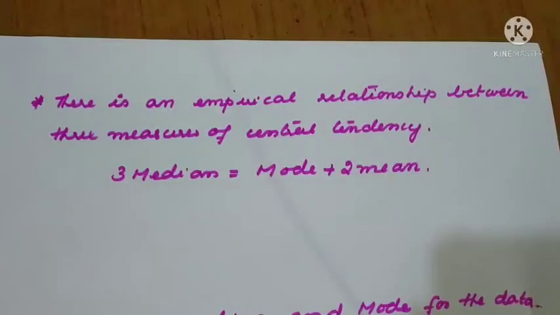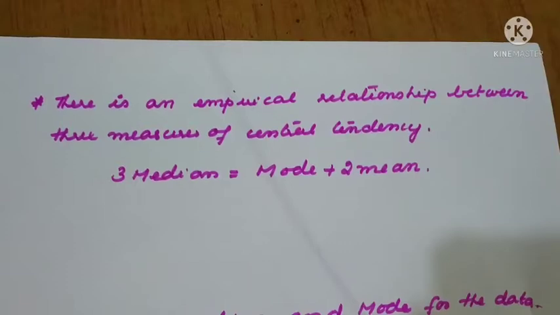Good morning, children. We have calculated mean, median, mode by different formulas, and also we have done missing frequencies by using the formulas. Now we have to study that there is an empirical relationship between these three measures of central tendency. That means 3 median equal to mode plus 2 mean. You have heard already this word empirical relationship, that is experimental way only.